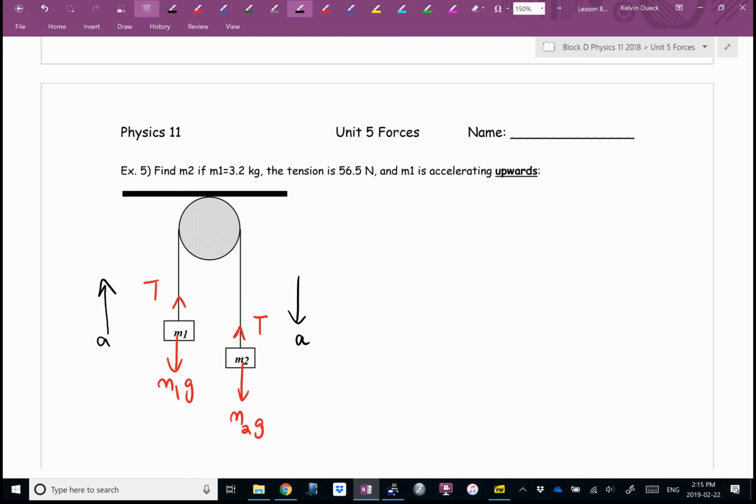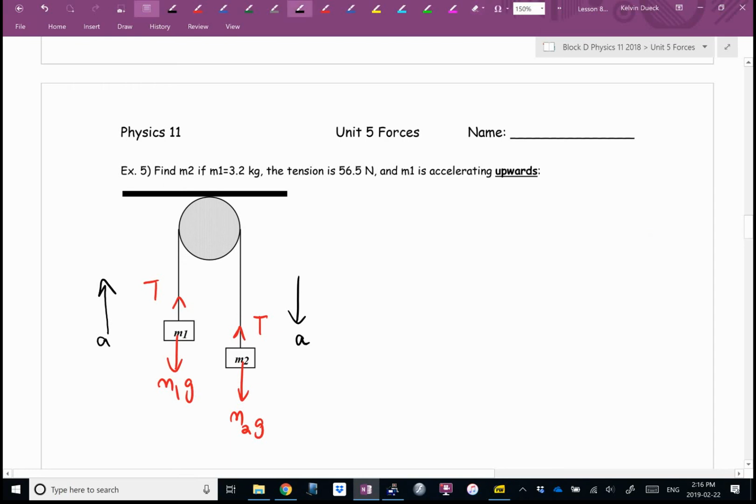Normally, I would say, who's winning? And I normally don't write this down. I would go, okay, M2G minus tension plus tension minus M1G equals M all A. There's a bit of a problem here. I don't know A or M2. Two unknowns.